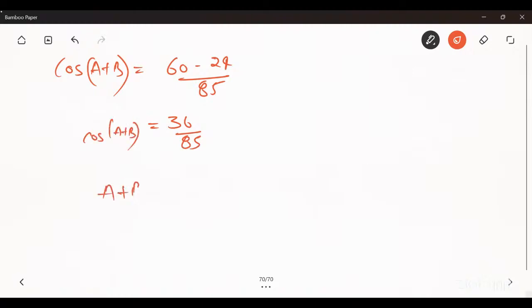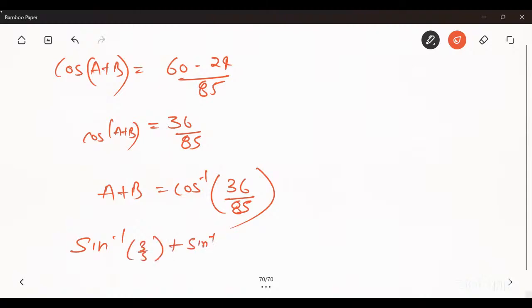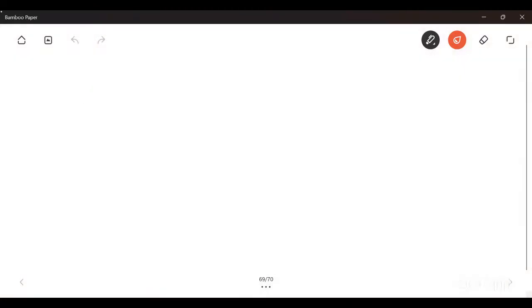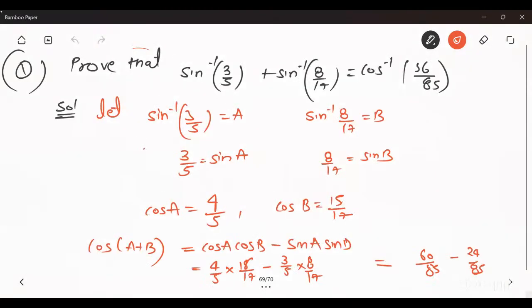So A plus B is equal to cos inverse of 36 upon 85. A is equal to sine inverse of 3 by 5 and B is equal to sine inverse of 8 by 17. So sine inverse of 3 by 5 plus sine inverse of 8 by 17 is equal to cos inverse of 36 by 85, and proved. Now you have to solve sine inverse and cos inverse questions by that method. Take the values of A and B, then find the values of cos A and cos B, and then you can solve these questions.